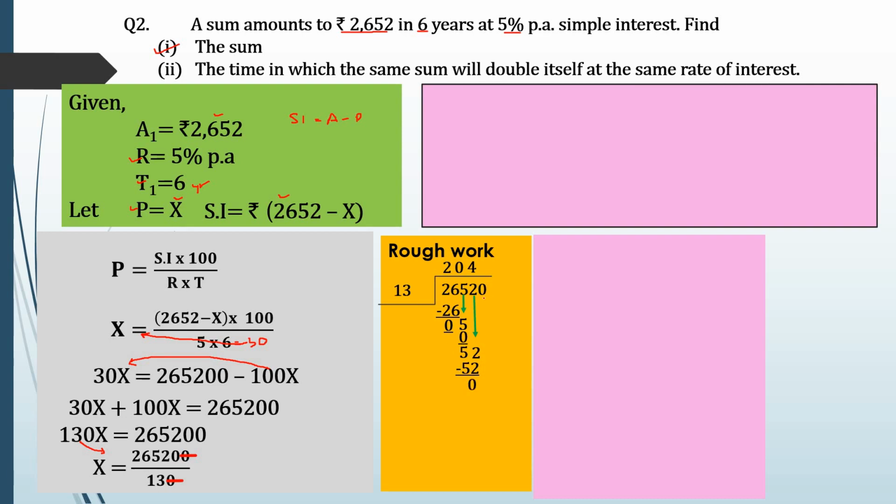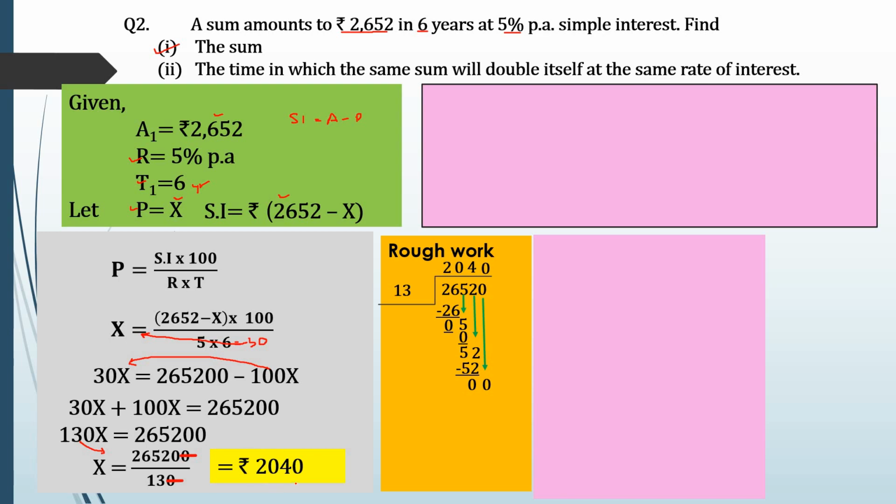But we still have 0 over here. So we'll bring down that 0. So it will become 0. Okay, 13 zeros are 0. So now we got how much? X is equal to rupees 2040. So this is the answer. This is the sum that we are asked to find. So the sum is rupees 2040.